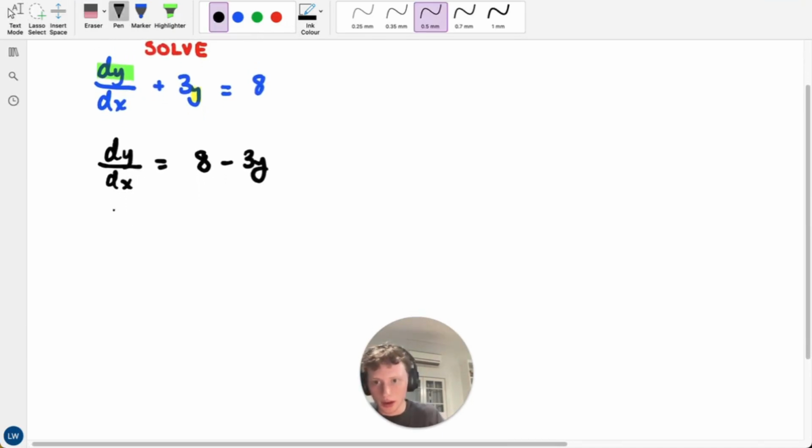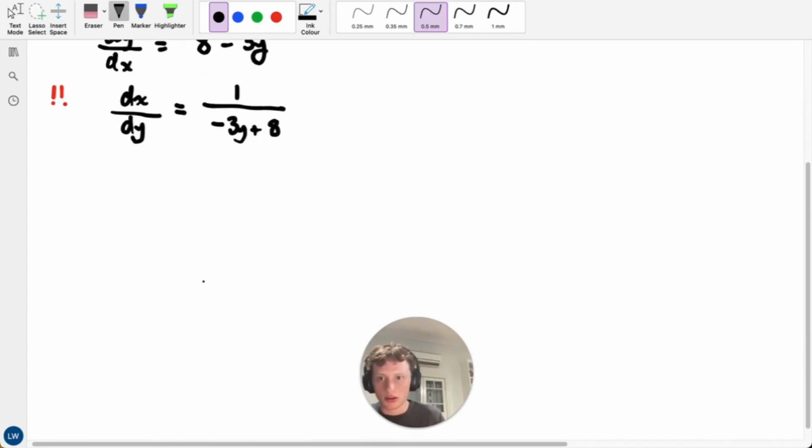What I need to do here is get dy over to the right-hand side. But dividing by dy is not ideal. Instead, the strategy you use here, and this is the important step in all of this, is actually finding the reciprocal of both sides. In essence, you just flip them. So if we flip the left-hand side, it becomes dx over dy. If we flip the right-hand side, it becomes 1 over negative 3y plus 8.